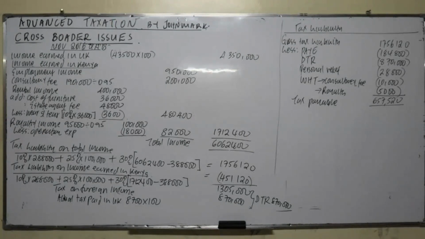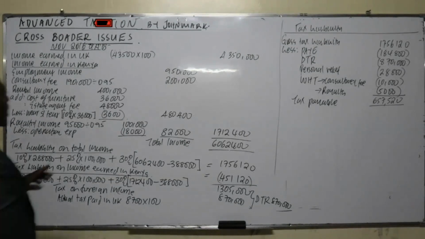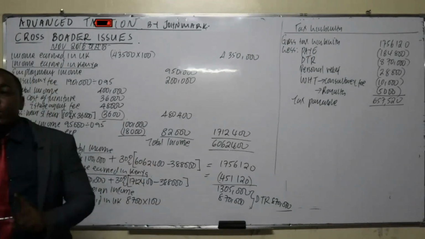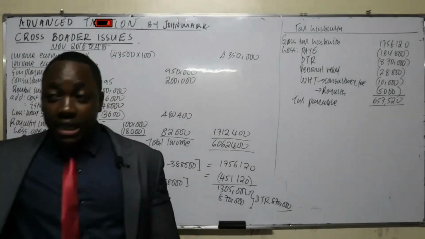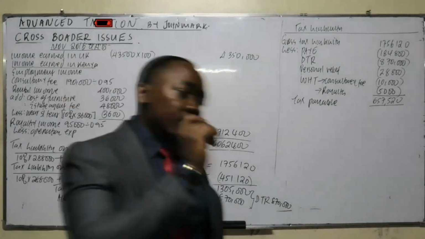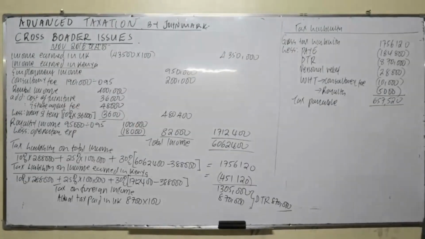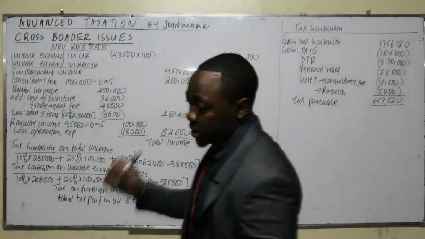So January is asking, why are we not adding back PAYE from the employment income? Why are you not adding PAYE? Now we say that you only add PAYE when you are told that the employment income was net. Are you together? If you are told that it was net, that's when you add back PAYE. In case they are silent, assume it's gross.